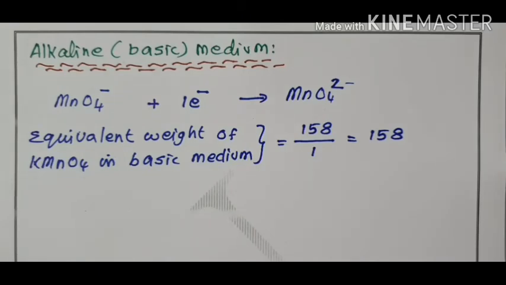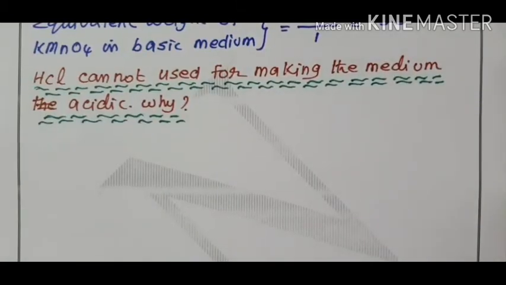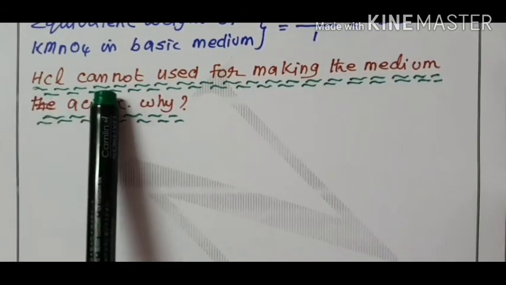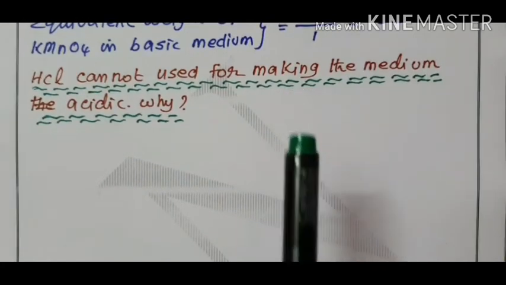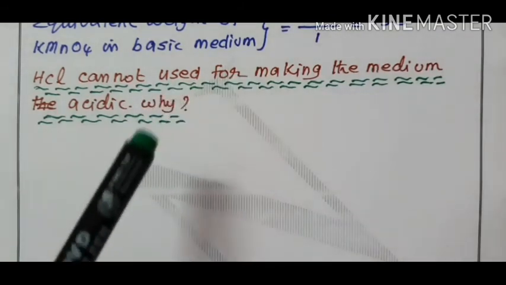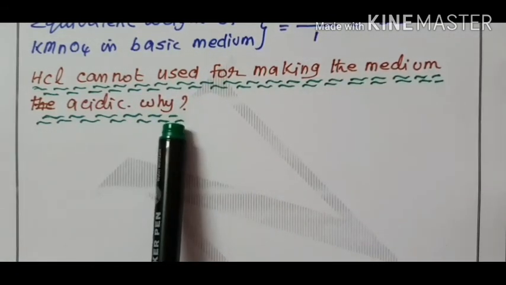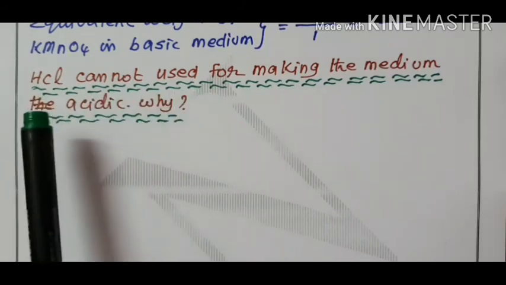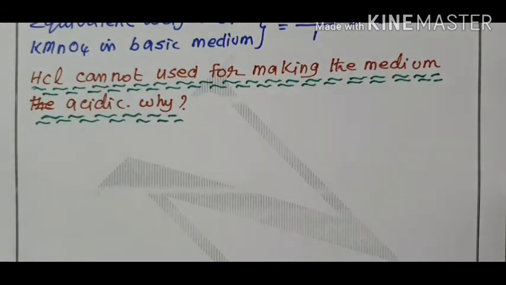Now, we are going to discuss one reasoning question. Hydrochloric acid cannot be used for making the medium acidic. Why? To make the medium acidic, sulfuric acid is used, but hydrochloric acid cannot be used for making the medium acidic. Why? Because hydrochloric acid undergoes reaction with potassium permanganate or permanganate ion.